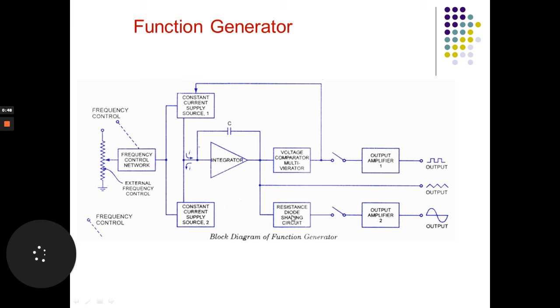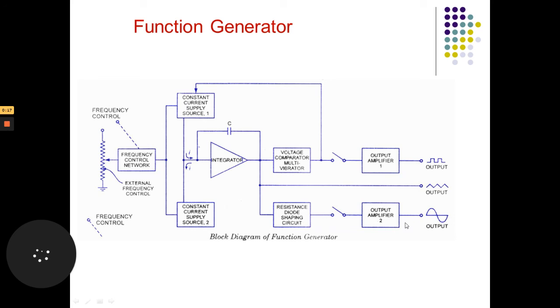Now when this triangular wave, the output of the integrator, is provided to the resistance diode shaping circuit, the output of this will be a sine wave. So the triangular wave is synthesized into a sine wave using the diode resistance network. The slope of the triangular wave is changed as per the amplitude change. So the sine wave is produced with distortion less than or equal to 1%.